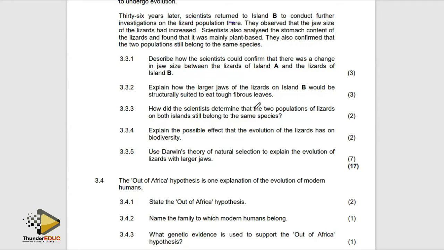How did the scientists determine that the two populations of the lizards, both on islands, still belong to the same species?